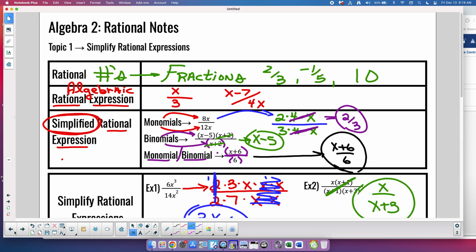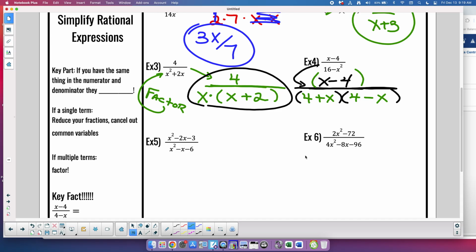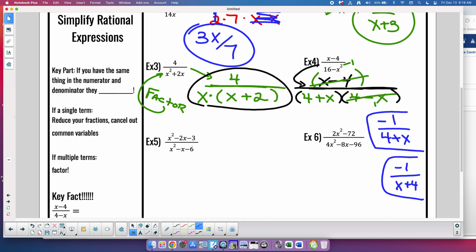Okay, go back here and go down here, and let's just do this one. Yes, I can cross them out, but I cannot put a 1 over a 1. I have to put a negative 1. So what's the answer, guys? Negative 1 over 4 plus x. Or could I have done negative 1 over x plus 4? Is this and this the same? Yeah. How do you know?